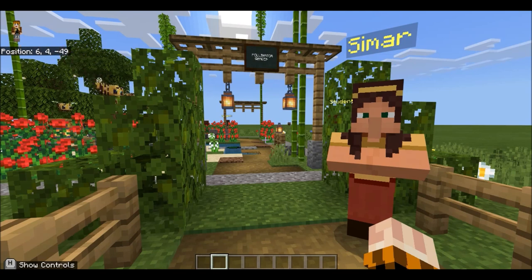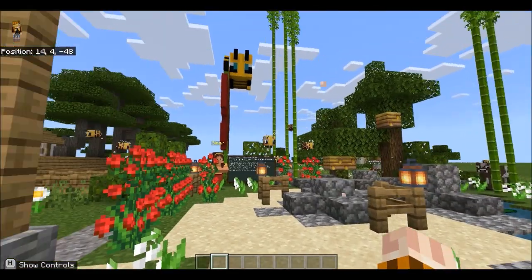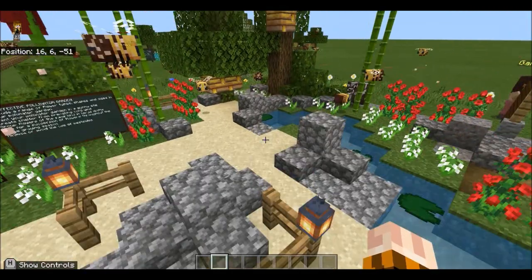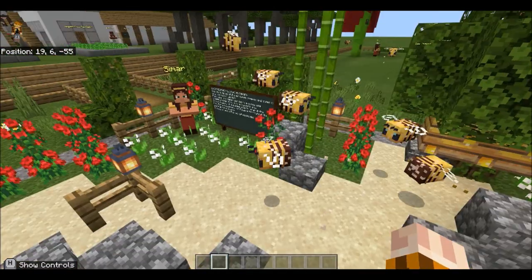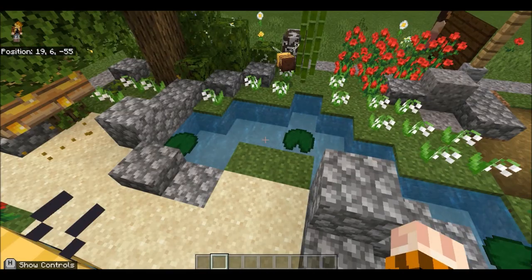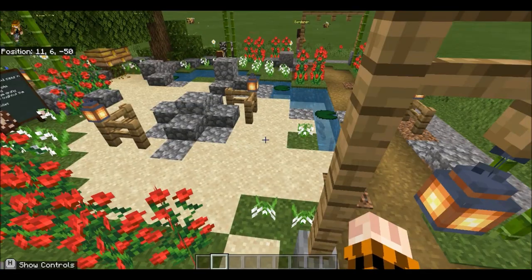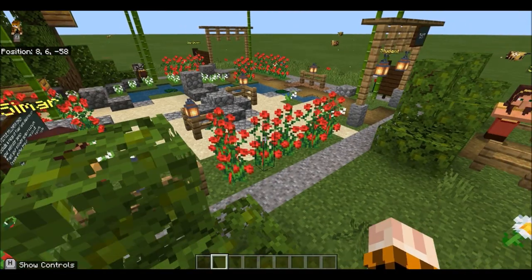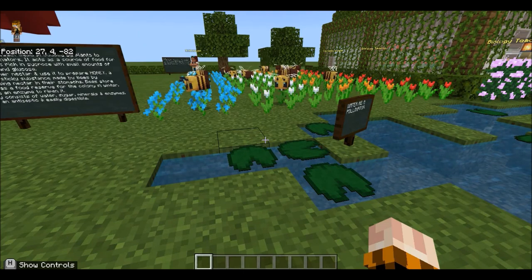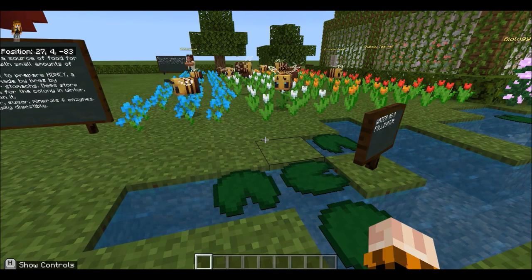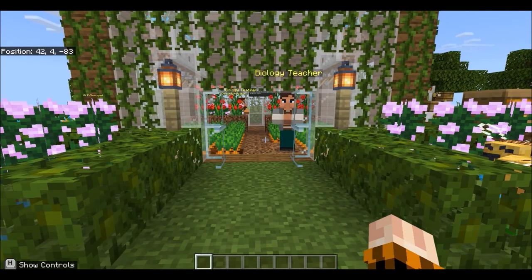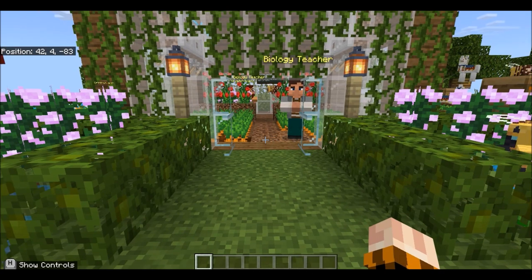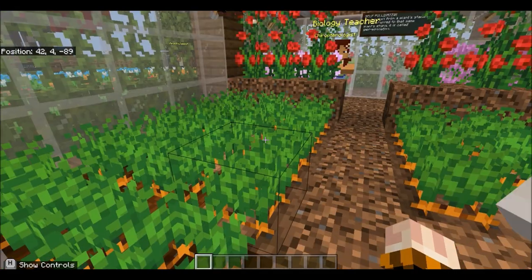So now, let's take a look at some of my pollinator gardens. Here's my first one. Isn't it beautiful? Here's my other pollination garden, where wind, water, bees, and other animals like birds and bats act as the agents of pollination. And here's how the two different types of pollination, self and cross-pollination, look like in a greenhouse.